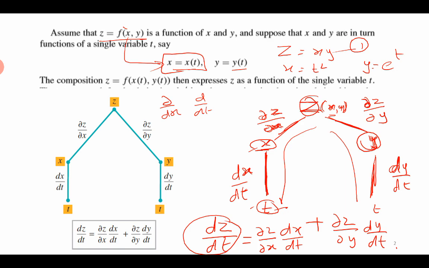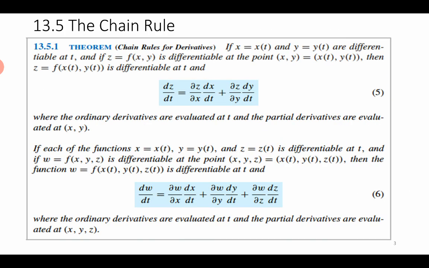That is why dz by dt is written here, right? So this is the formula for this case. That's what is given in this table. In theorem 13.5.1, this first formula is the same case that we have discussed so far. Z is a function of two variables, and every variable x and y is a function of only one variable.